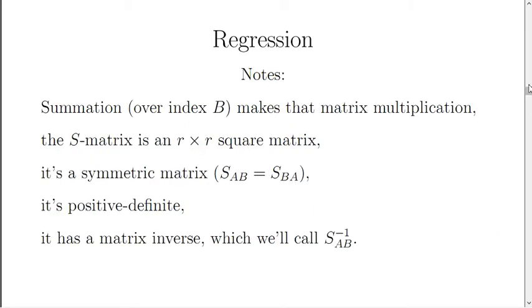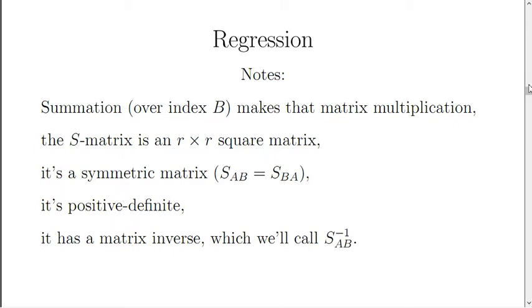Another thing to be aware of is that the S matrix is an R by R matrix. It is the inner product of trial vector A with trial vector B. There are R trial vectors, so we'll have an R by R square matrix. Also, it's a symmetric matrix. S sub AB is equal to S sub BA. That's because the inner product is a symmetric operation. The inner product of trial vector A with trial vector B is the same as the inner product of trial vector B with trial vector A.